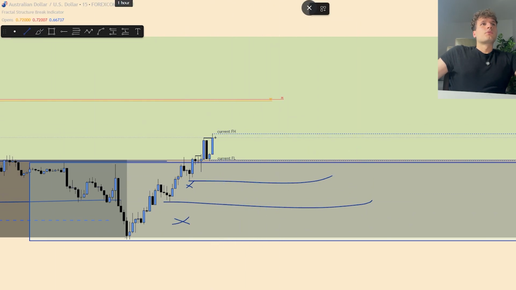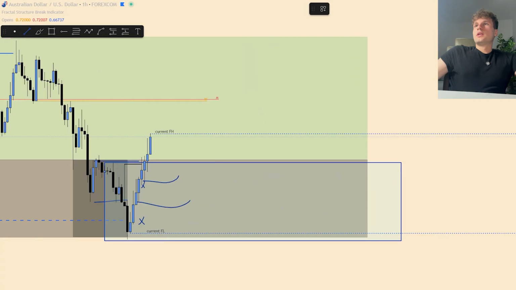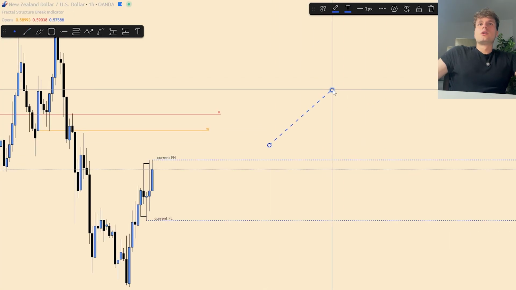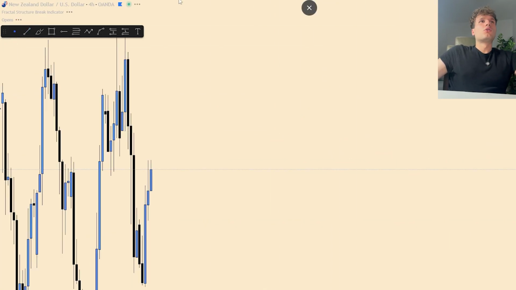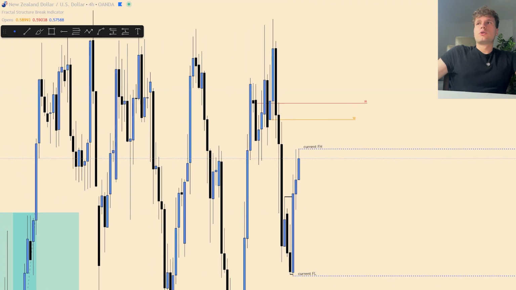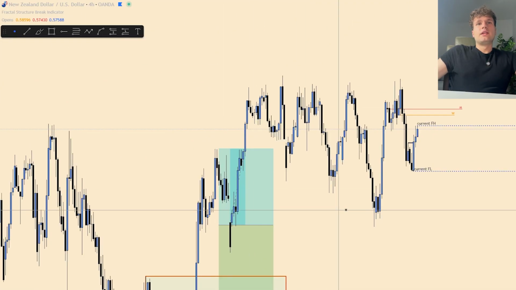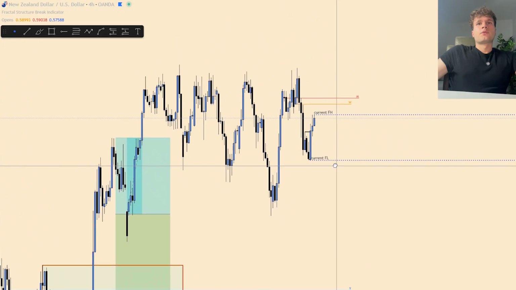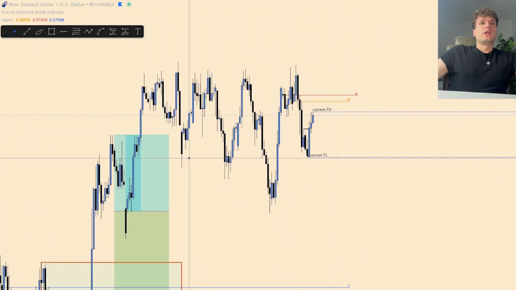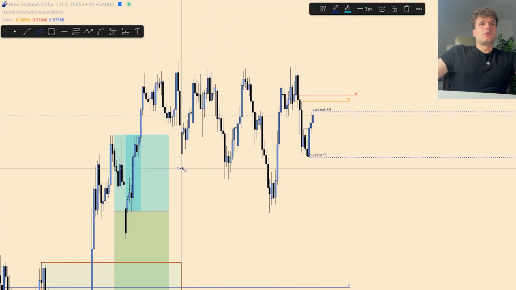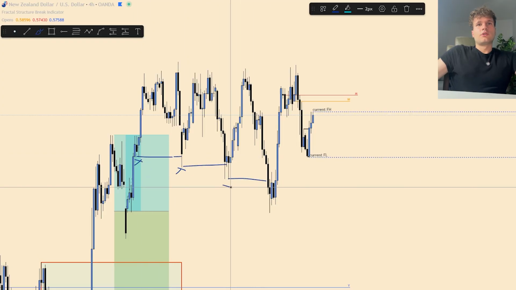So this is the move. Then NZDUSD for me also looks good to go towards the upside. It's a little bit consolidated right here, but we liquidated liquidity once, this was the first liquidation, liquidity twice, now the third time, and now we are just heading up.